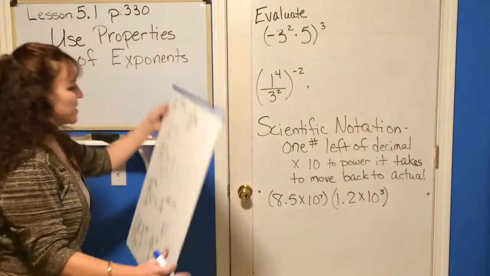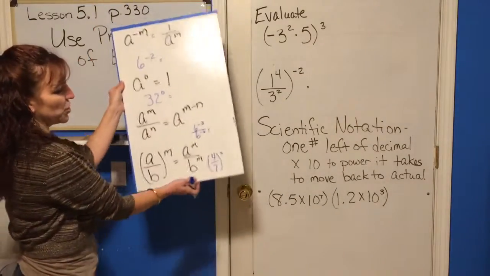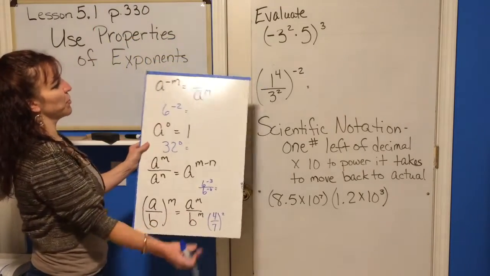4 more properties that you need to be able to use. The first one, and I'm just realizing I should have checked the height of my camera first.